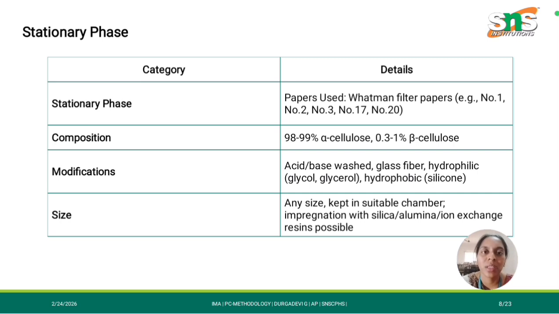In the category of stationary phase, the papers we can use are Whatman filter papers number 1, 2, 3, 17 and 20. Its composition is 98 to 99% alpha cellulose and 0.3 to 1% beta cellulose, and the modifications are acid or base washed papers, glass fiber, hydrophilic papers, that is glycerol or glycol coated, and hydrophobic ones, that is silicone coated papers. The size can be any size, kept in a suitable chamber, and impregnation with silica or alumina or ion exchange resins is possible.